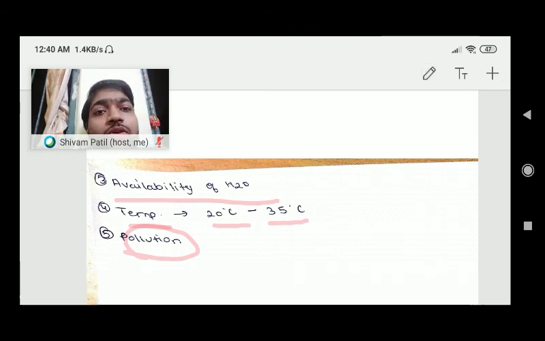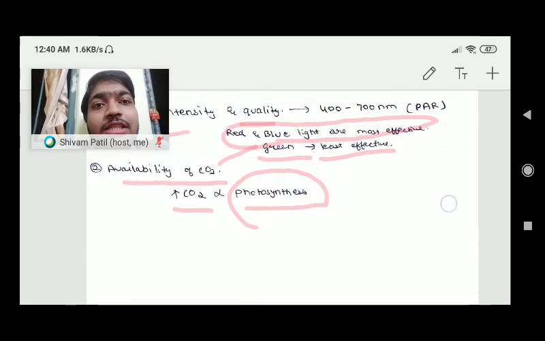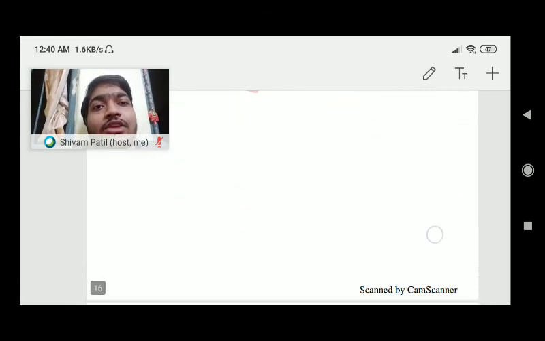Okay, so these are the five factors which affect photosynthesis, and this takes care of the discussion of the photosynthesis.